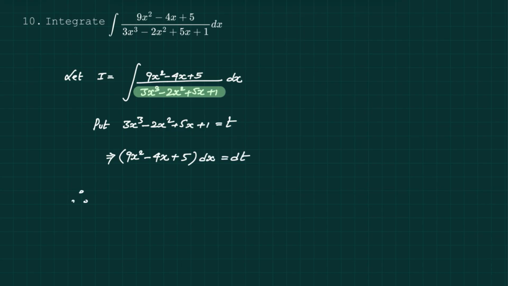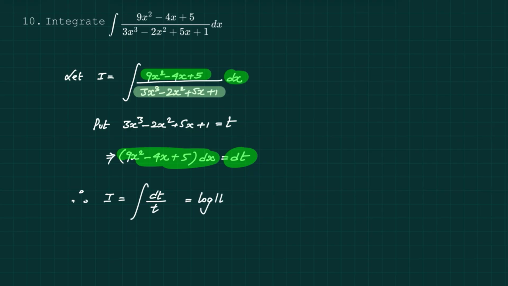Therefore my integral I will be equal to, since in the numerator we have 9x square minus 4x plus 5 into dx, which is equal to dt from this equation. So my I became integration of dt divided by the denominator, which is t. Now again this is log of t plus c, and putting back the value of t, we will have log of 3x cube minus 2x square plus 5x plus 1 plus c. So this is the answer.